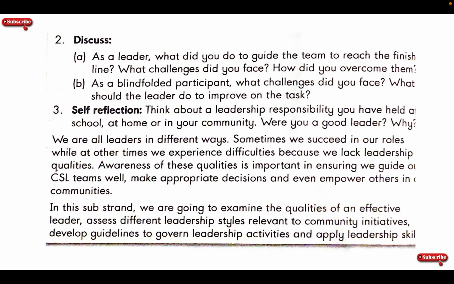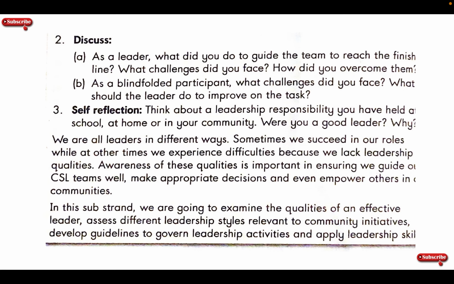Then we go to the discussion part. So here you're going to ask the students, as a leader, what did you do to guide the team to reach the finish line? And the leader might give you an answer and say, I used clear, loud voice commands. Or he or she may say he gave specific directions like take 2 steps forward, turn slightly to your left, so they wouldn't get confused.